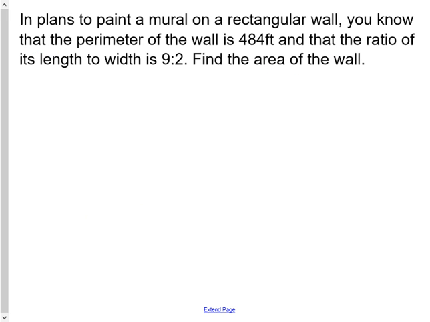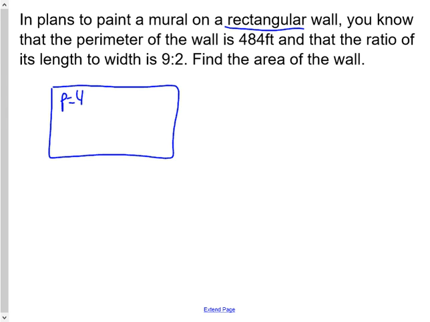Plans to paint a mural on a rectangular wall, you know the perimeter is 484 feet, and the ratio of its length to width is 9 to 2. Find the area of the wall. So in this situation, you always want to draw a picture. So I'm going to draw a rough rectangular shape here. It says the perimeter is 484, so maybe I'll just put that information inside. 484 feet. The ratio of length to width is 9 to 2.